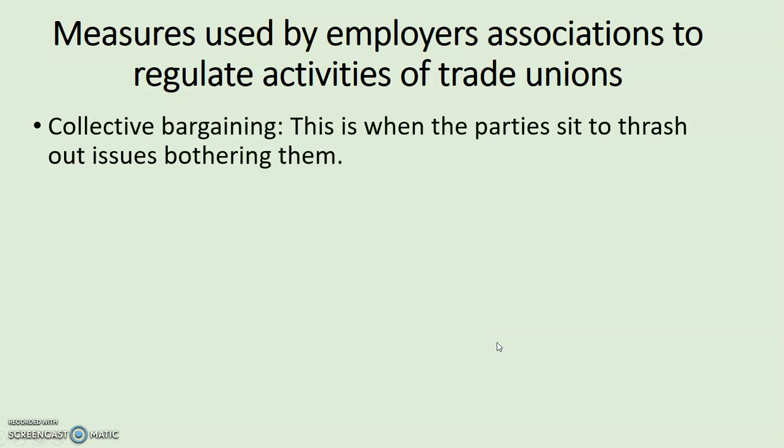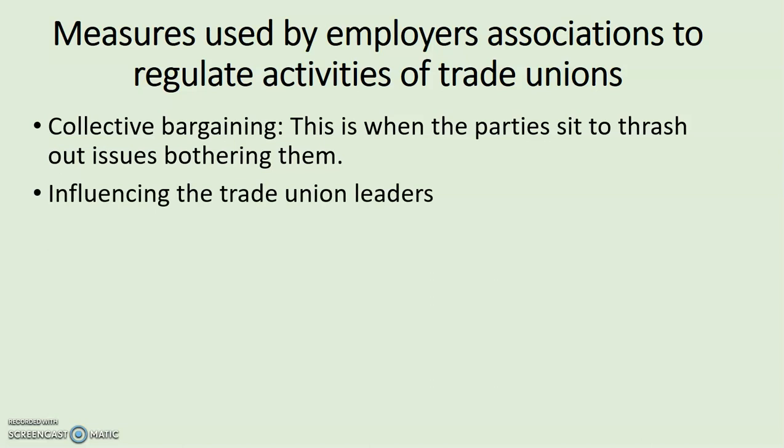Now we move to measures used by employers associations to regulate activities of trade unions. The first measure they also use is that of collective bargaining, where the parties sit down and then thrash out certain issues bothering them in terms of the trade union. Then they also influence the trade union leaders so that this time they will rather fight for them and not fight for their members.